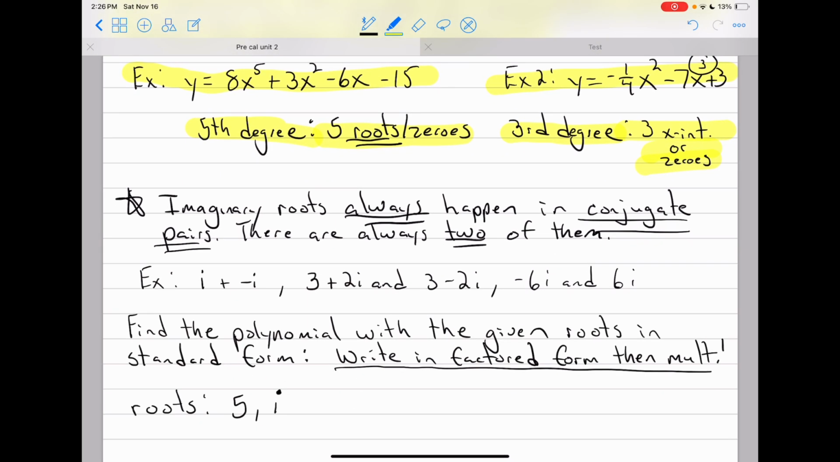Now, another random fact to know is that, if you haven't noticed, imaginary roots always happen in conjugate pairs. There will always be 2 of them, no matter what. So even if you're given one imaginary root, you know that there has to be another one. For example, if I have a root of i, I have to have a root of negative i. If I have a root of 3 plus 2i, I have to have a root of 3 minus 2i. And if I have a root of negative 6i, that means I have to have a root of positive 6i. They always happen in conjugate pairs.